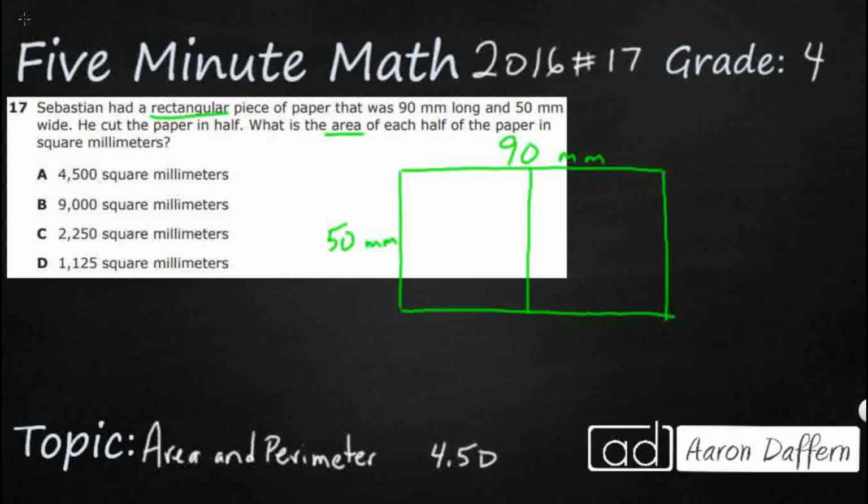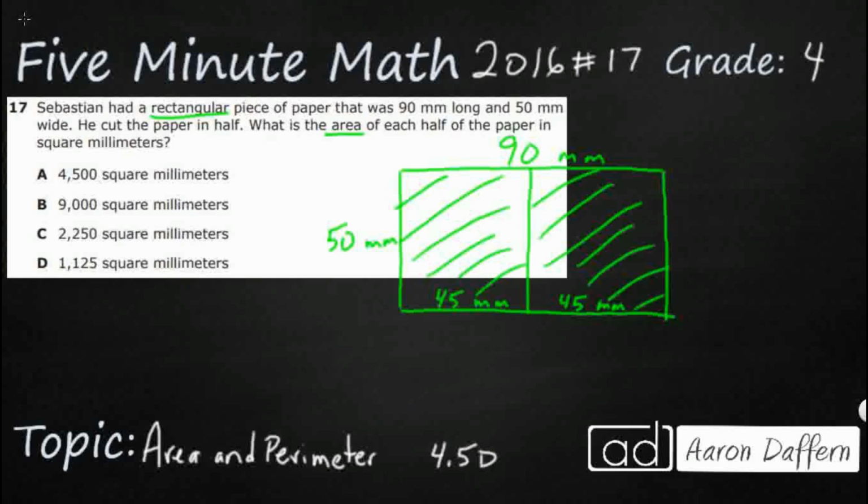So if he cut it exactly in half, what we're looking at is really two halves that each have that length of 45 millimeters. And we're looking for the area of each half. So we're looking for the area of this half and this half separately. So how do we find area? Well, area is length times width. But there's a few different ways we could have solved this. So let's look at all of them to make sure that they all really do match.